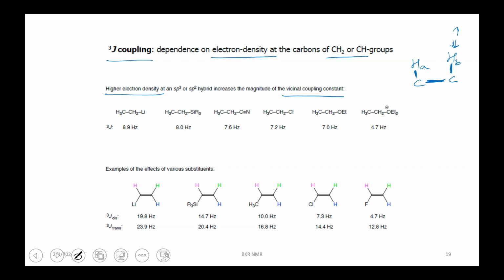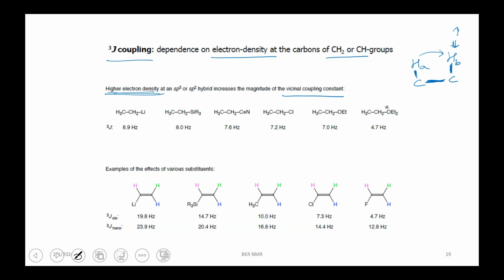So A is looking at B. B is either upward or downward. This information is passed to the bonds, and the electrons of the bond are the ones required for passing the spin polarization information. So if I have high electron density, I'll have a better coupling constant compared to low electron density.